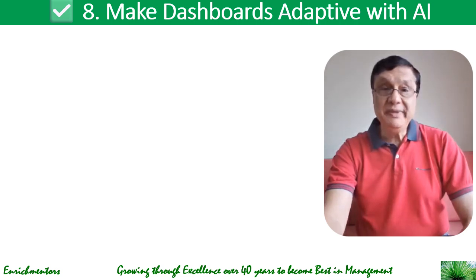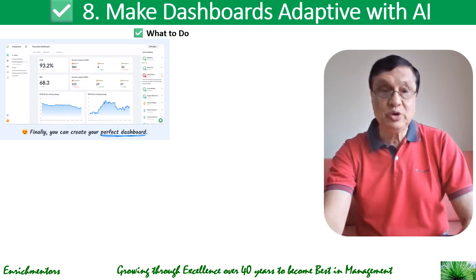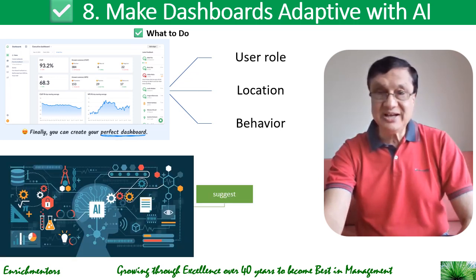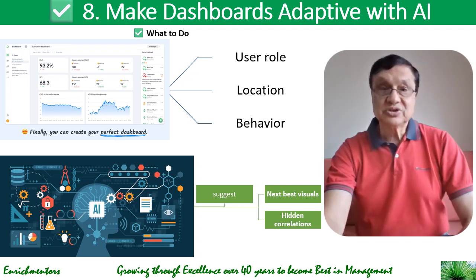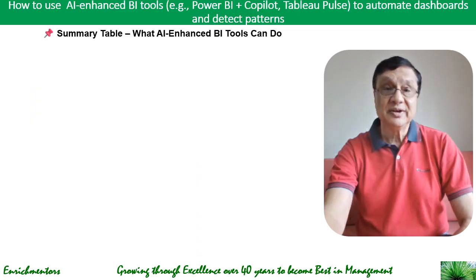You can also make dashboards adaptive with AI. And for doing that, what you need to do is to personalize dashboards based on user role, location, and behavior, and use AI to suggest next best visuals or hidden correlations. So that's how you can make your dashboards adaptive with AI, which will keep updating the best results, insight, or action as time progresses and things go on.